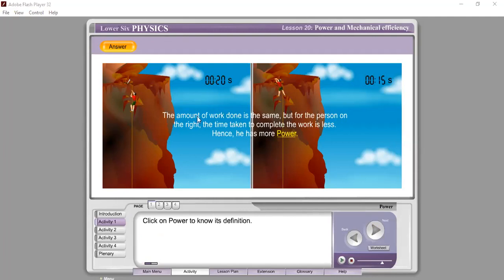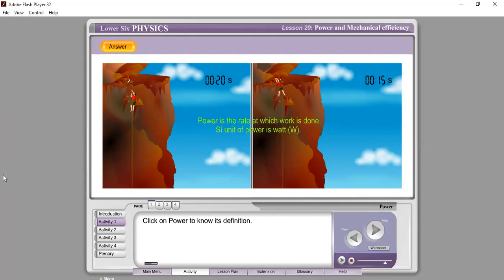Click on power to know its definition. Power is the rate at which work is done. SI unit of power is what? W.